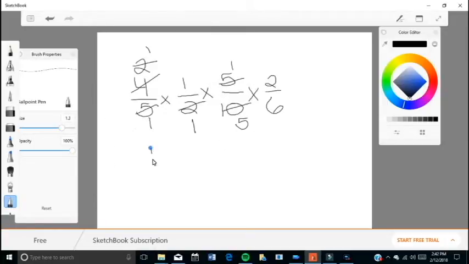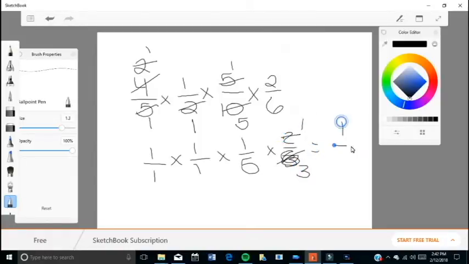Okay, so I have 1 over 1 times 1 over 1 times 1 over 5 times 2 over 6. And when I rewrite it, I see 2 can go into 2 one time and into 6 3 times, which will leave me with 1/15. That should have been your answer, 1/15.